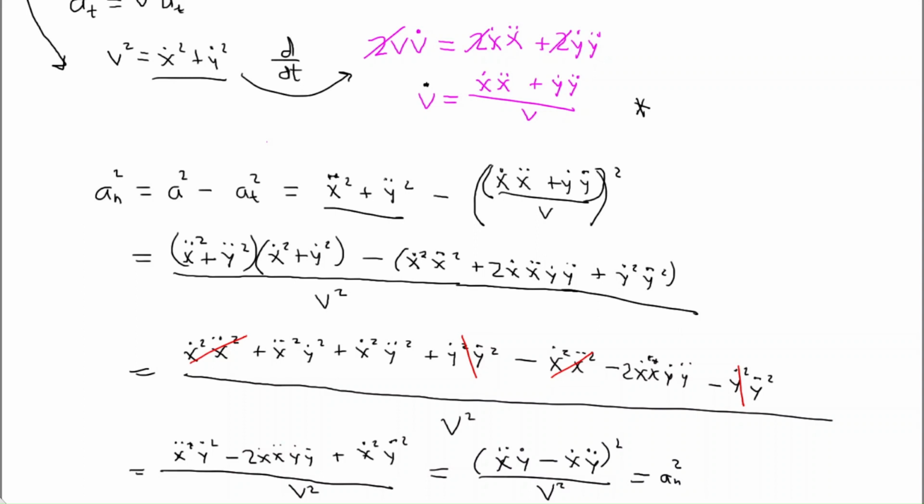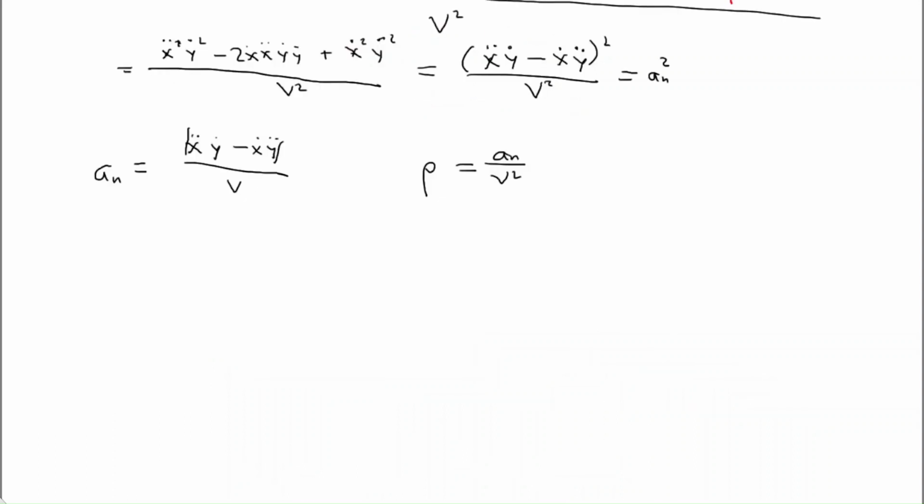The right-hand side, a sub n, and v down the bottom, those are magnitudes. Those will be what they are. The numerator will have to be written as an absolute value. So let me create some more space, and then we'll get back to it. Okay, here we are again. A sub n equals the absolute value of this difference up here, x double dot y dot minus x dot y double dot, all over v.